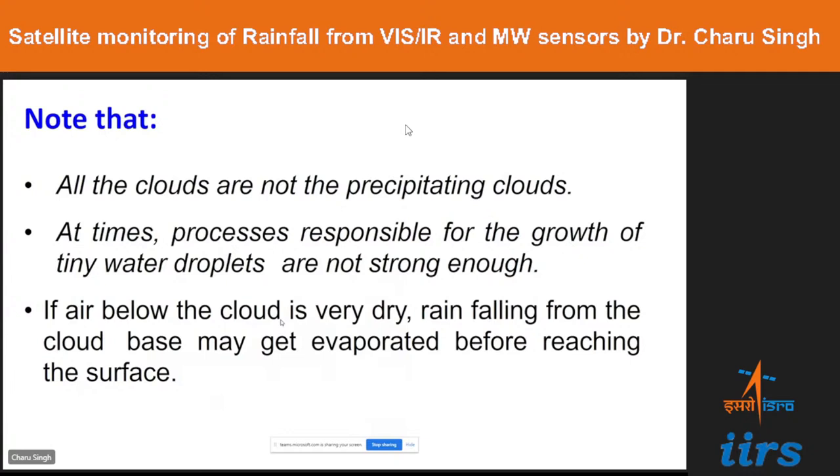So all these 3 points we need to keep in mind, because if we use the satellite data sets, satellite basically monitors the cloud top if we are using the infrared and visible bands. So the information that we are getting from the cloud top is based on the cloud top characteristics, be it the temperature or its albedo. If the temperature of the cloud top is cool enough, we would say that there may be a rainfall out of it. But if air below the cloud is very dry, then rain falling from the cloud base may get evaporated.